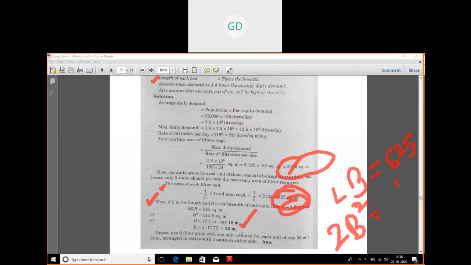And again if you put it in your length formula, you will get it to be double, so it is 36 meter. So the answer is: hence use 6 filter units with 1 unit as standby, each unit of size 36 meter into 18 meter, arranged in series with 3 units on either side. So finally your answer is length into breadth is 18 by 36, the length and breadth of the filter.